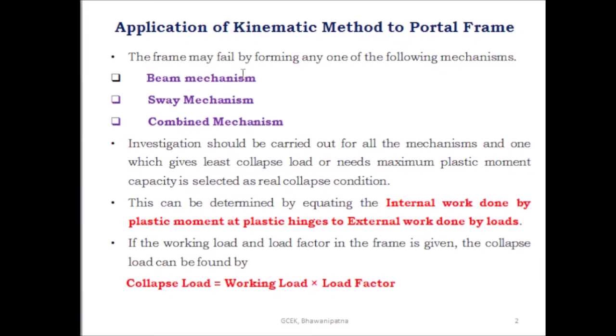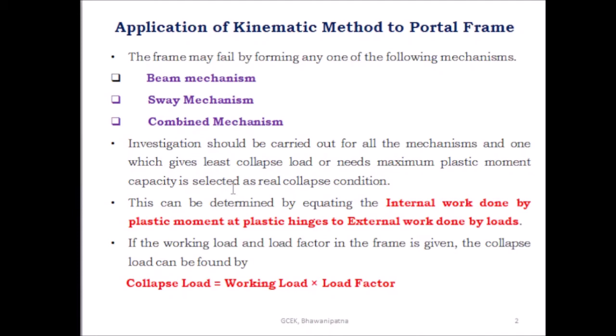The frame may fail by forming any one of the following mechanisms. The first mechanism, beam mechanism, the second one, sway mechanism, and the third mechanism, that is combined mechanism. So first we will discuss what is beam mechanism. The individual members of the frame may fail by formation of mechanism is called beam mechanism. This mechanism can take place only in the member with loads acting on its span.